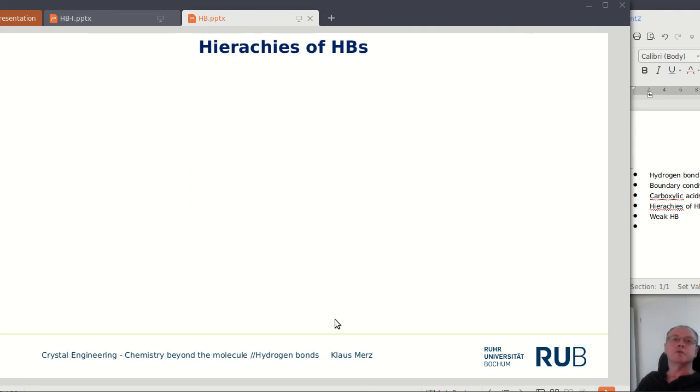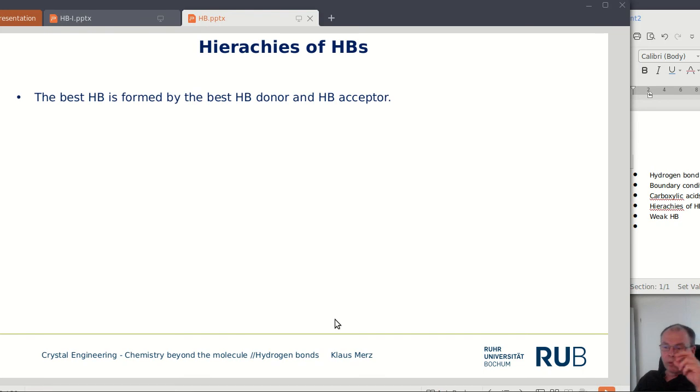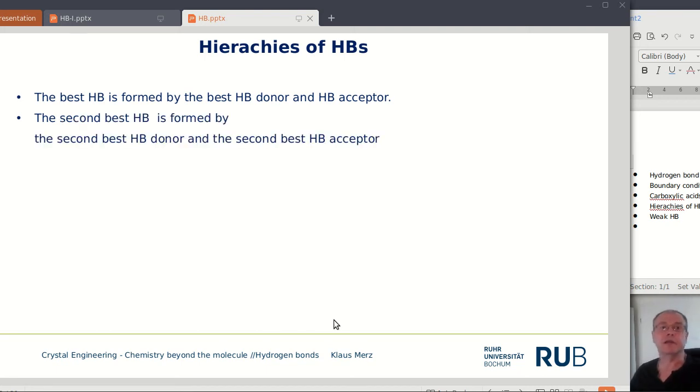Next point, directly linked to hierarchies. Competition, when we are going to hierarchies of hydrogen bonds. Well, there is a very, very easy rule that fits very well. The best hydrogen bond is formed by the best hydrogen bond donor and the best hydrogen bond acceptor. This rule fits really well. And the second best hydrogen bond is formed by the second best hydrogen bond donor and the second best hydrogen bond acceptor. Very nice.